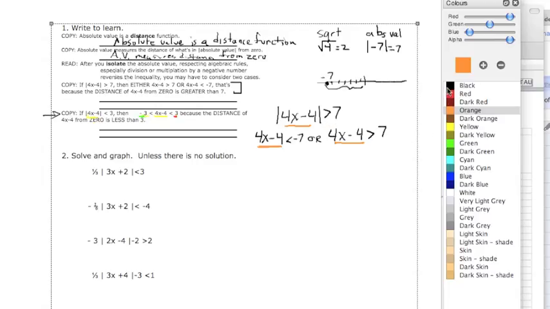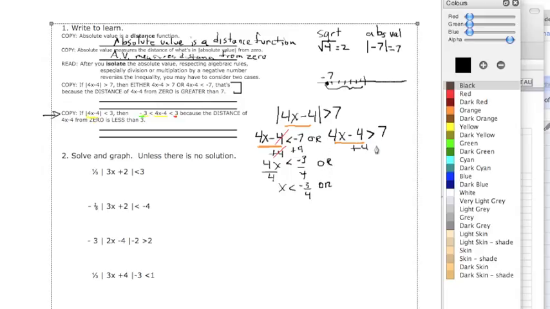So let's use our algebra on these two equations. Let's do the one on the right first, add 4 to both sides. We have 4x is less than negative 3. Oh, because look, we get to cancel. So 4x is less than negative 3, and that's the same as dividing both sides by 4. That's like saying x is less than minus 3/4. And then we write or.